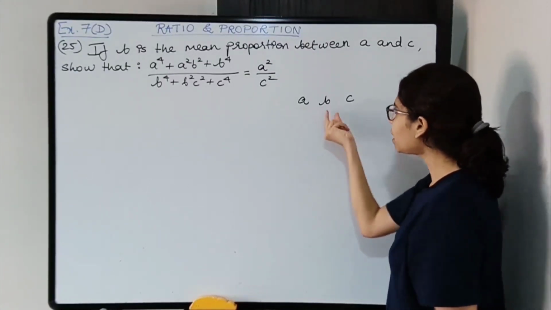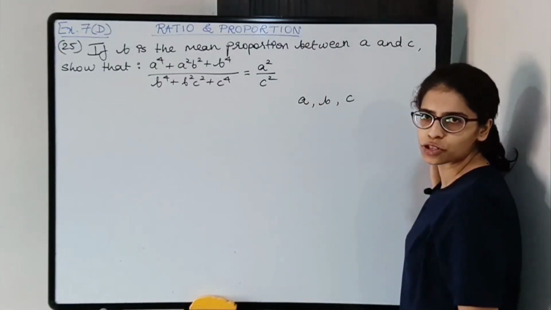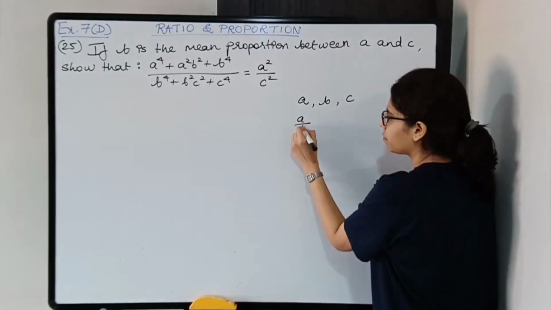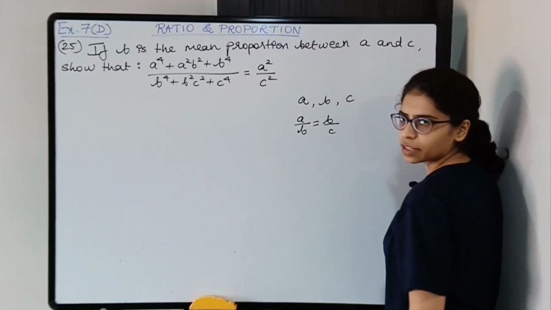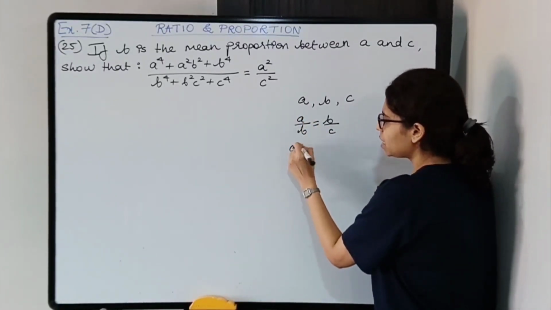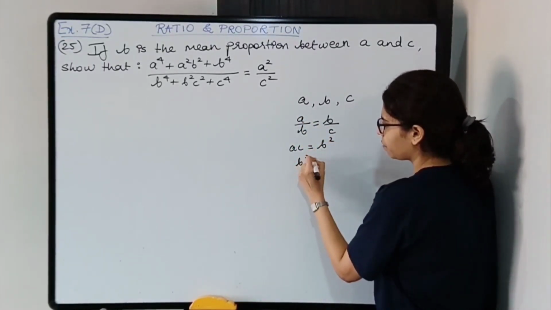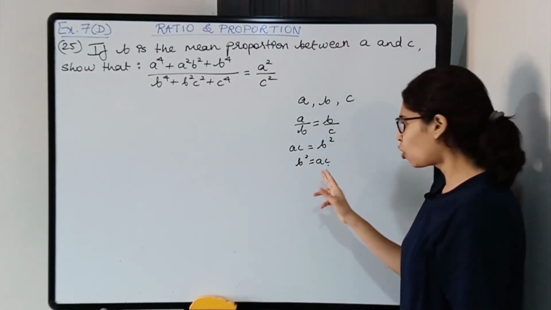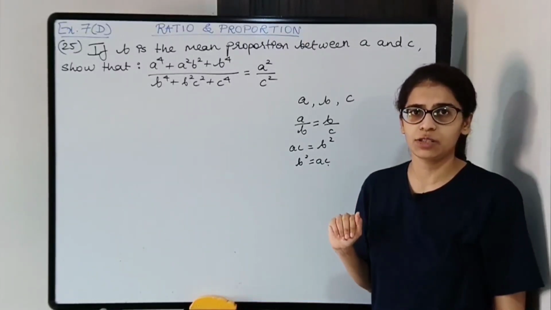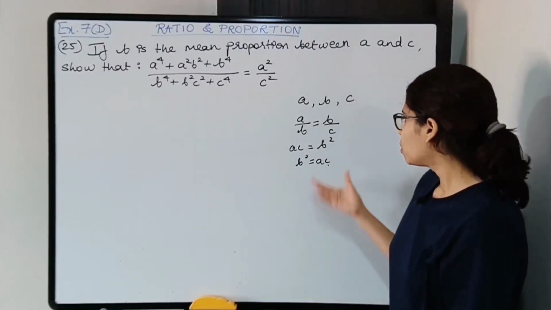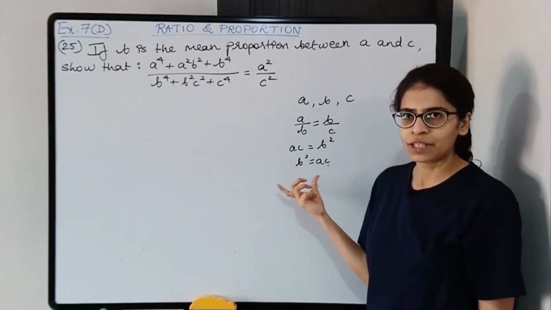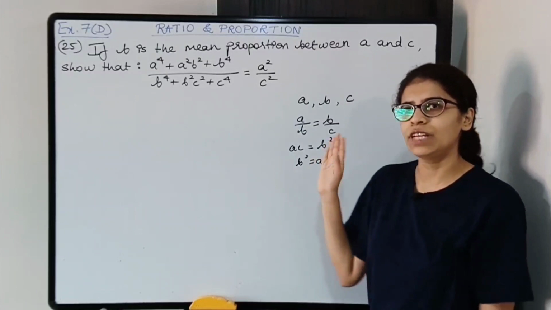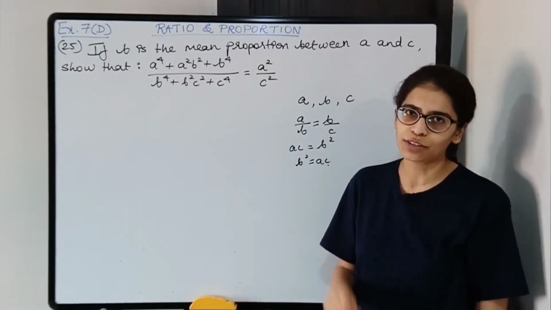A, B and C are in continued proportion, therefore A upon B is equal to B upon C. So cross multiplying AC is equal to B square. So wherever we have B square, I can substitute as AC, or wherever I have AC, I can substitute as B square. So we can use this method. One is this method, other is K method. So first let us solve using this method, then we'll come to K method. Whichever you find easy, you can use that.